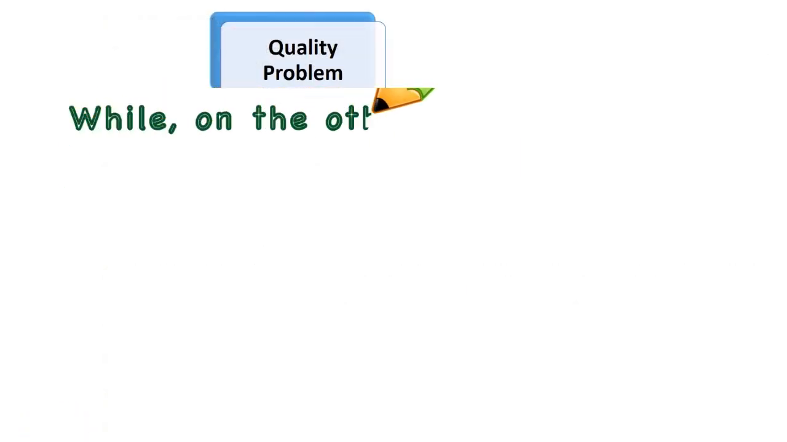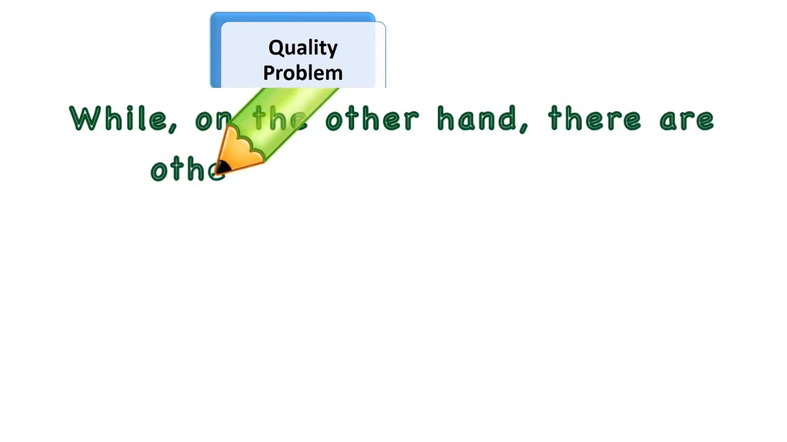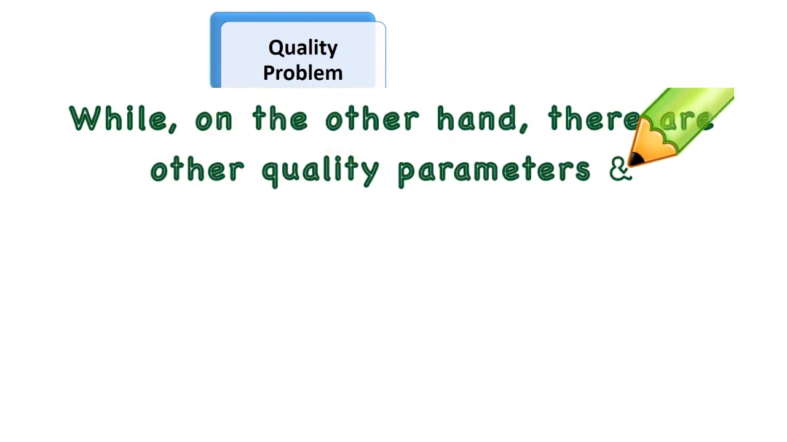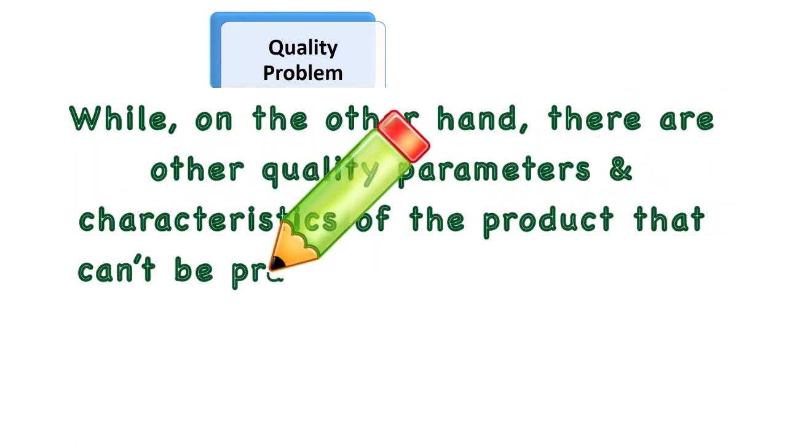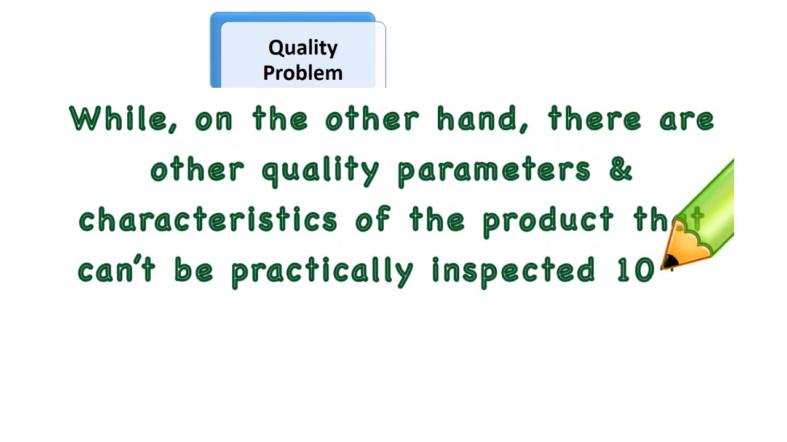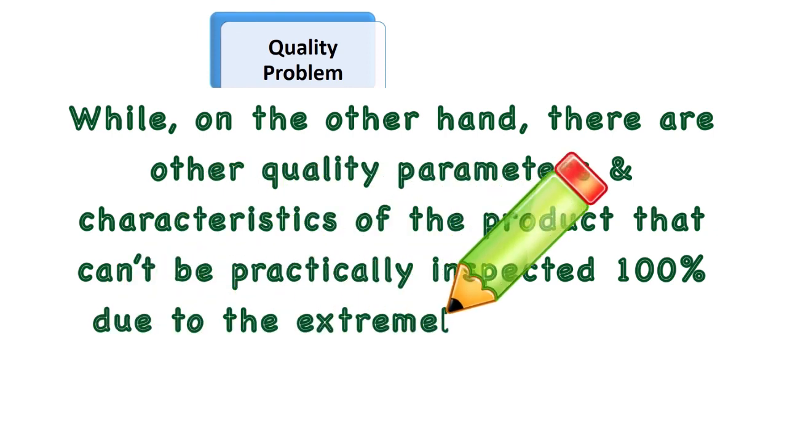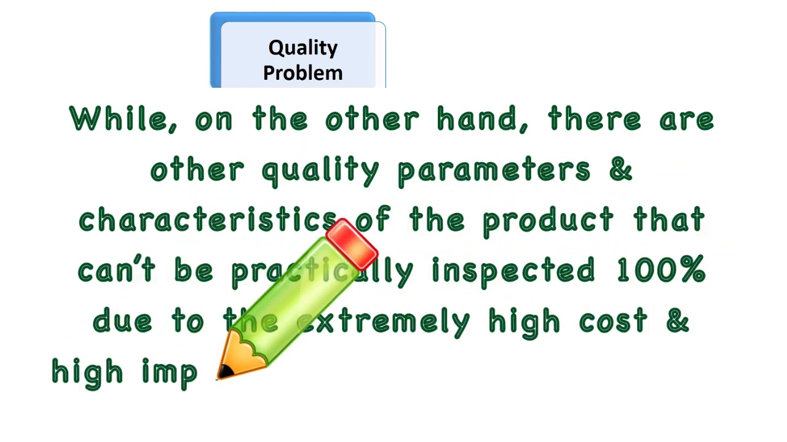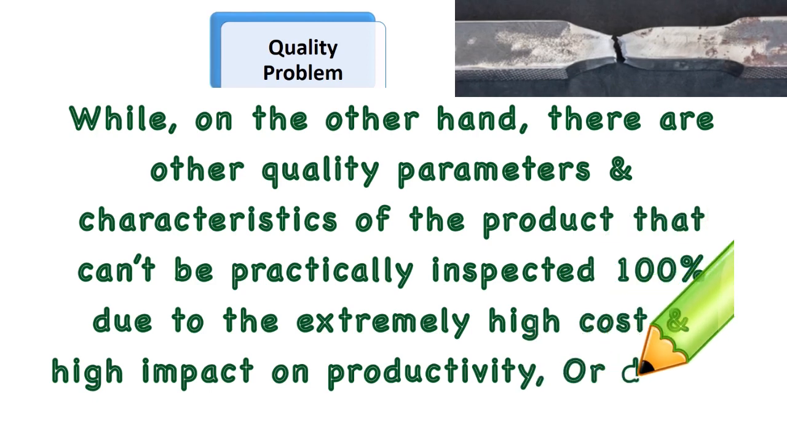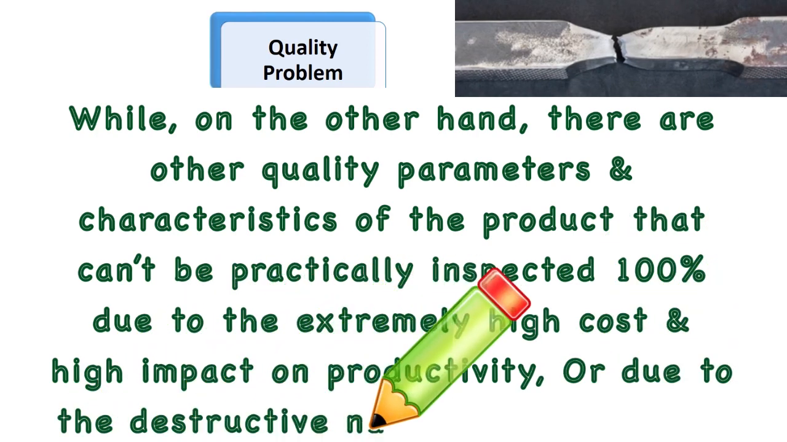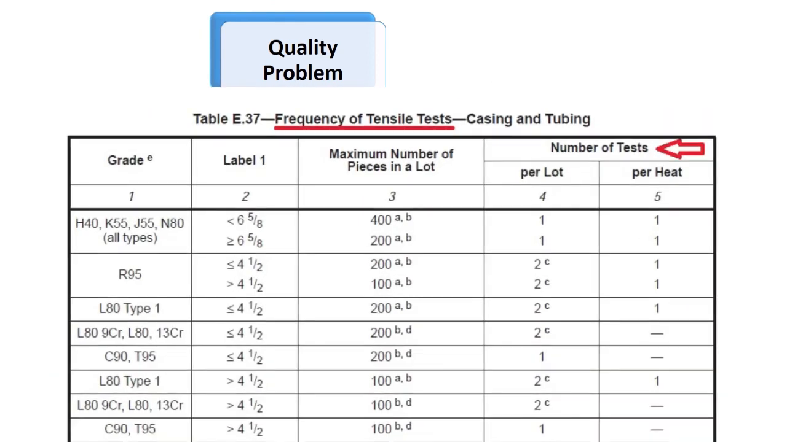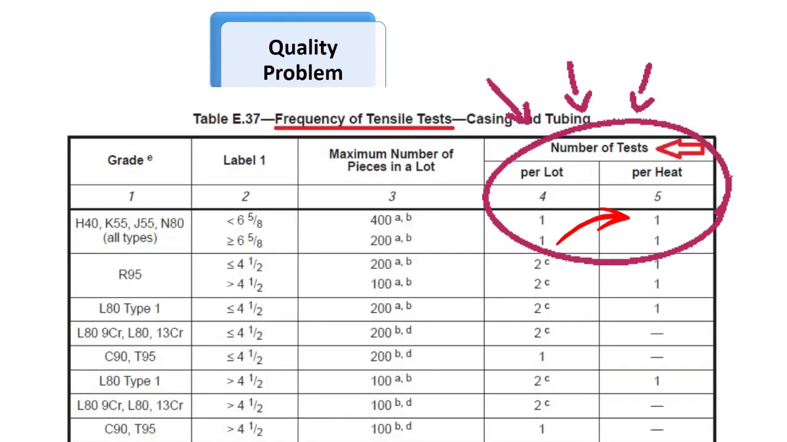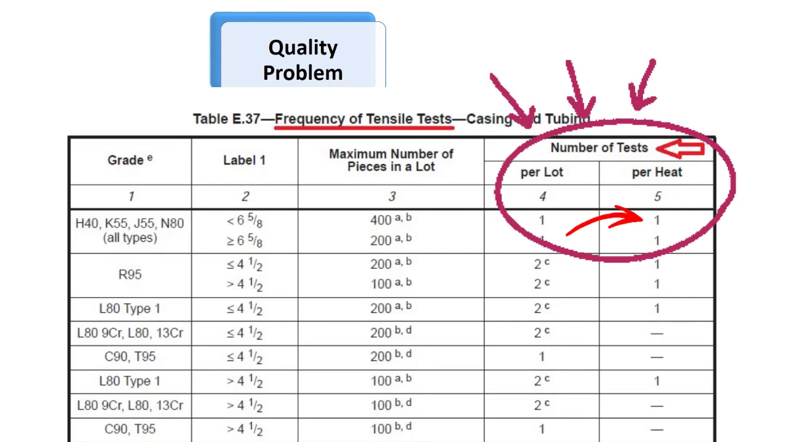While on the other hand, there are other quality parameters and characteristics of the product that cannot be practically inspected 100% as quality control, due to the extremely high cost and high impact on productivity, or maybe due to the destructive nature of these tests, like mechanical testing, for example. Hence, for such parameters and properties, we do only sample inspection and testing and not 100%.